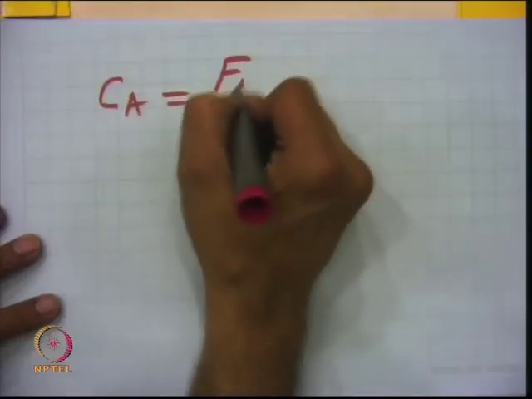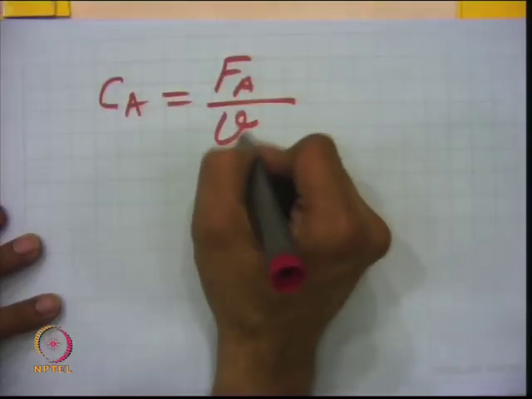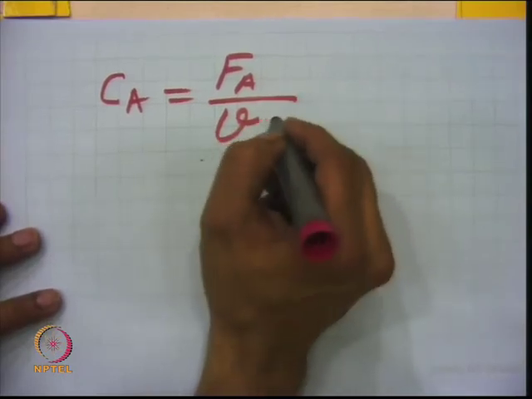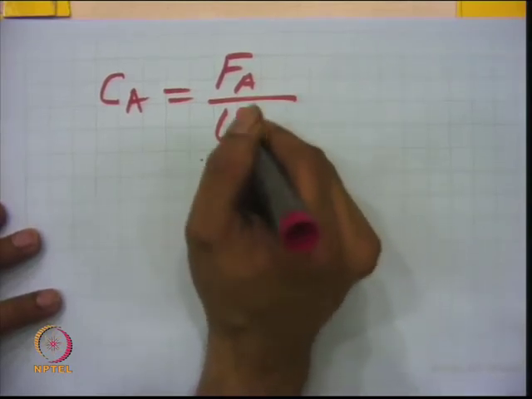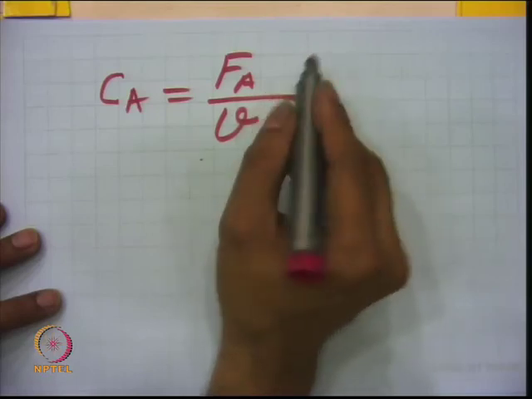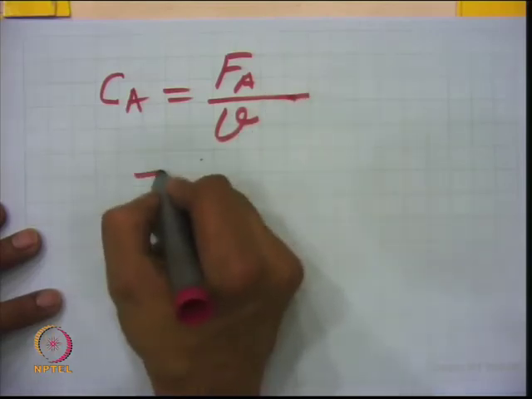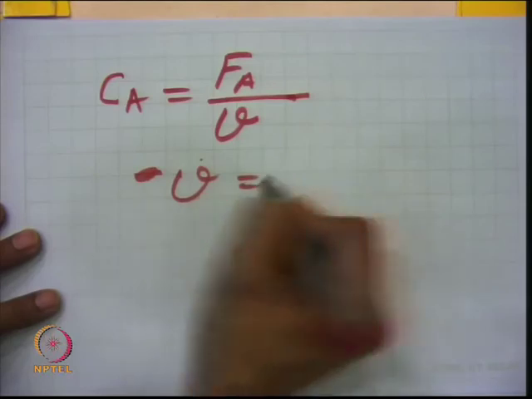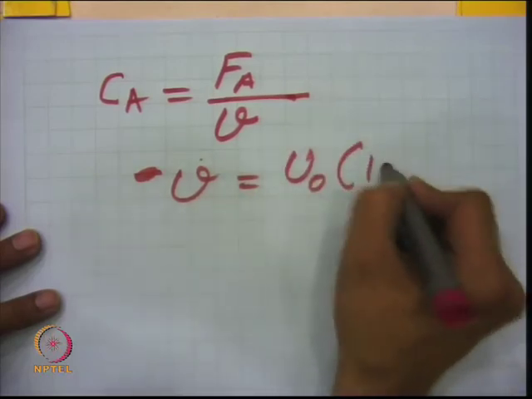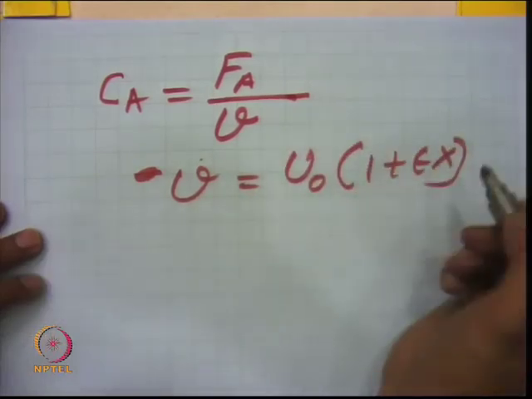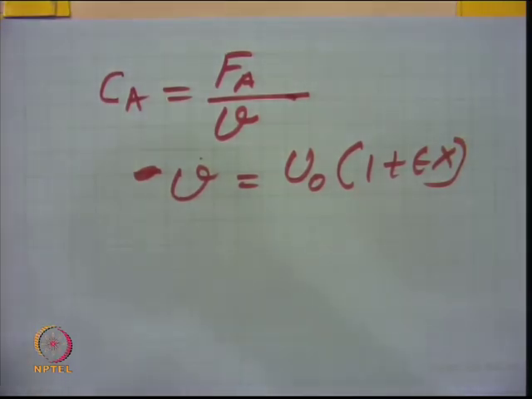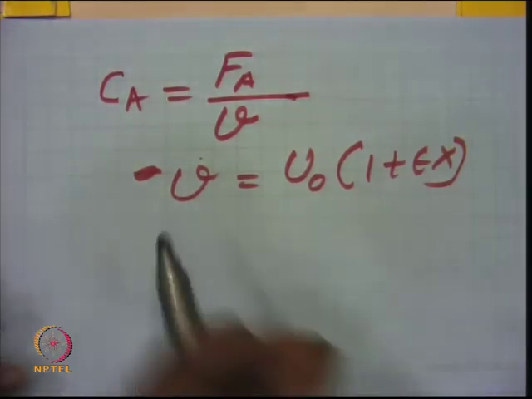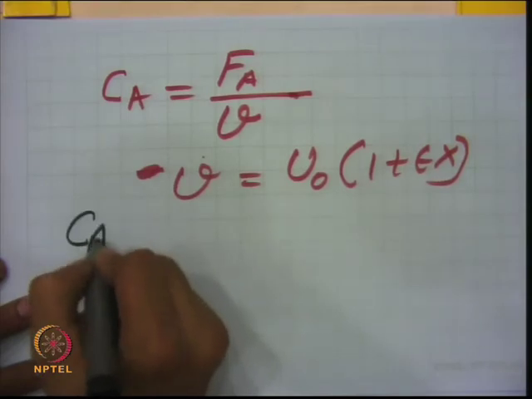So, knowing these things, this is the way once the Ca has been defined. Ca is now basically F A divided by V, the volumetric flow rate, but now you know that when there is a change in volume, this may change depending upon the epsilon. So, now I will define V is equal to V 0 (1 plus epsilon x).